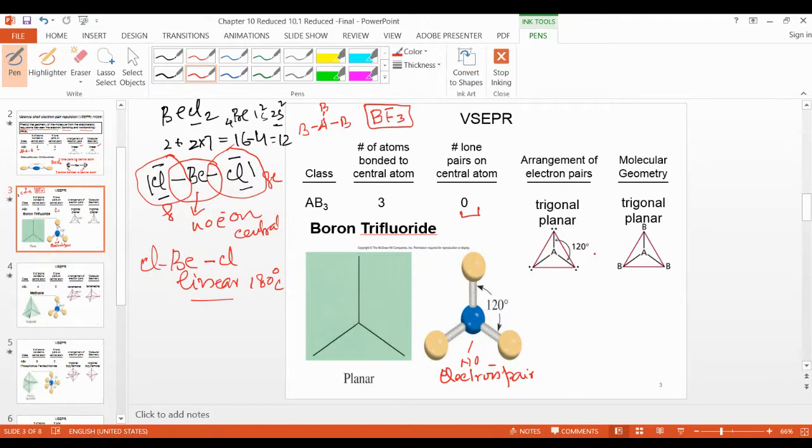When the number of side atoms is increasing, the bond angle is going to decrease. So the first one, AB2 type, has a bond angle of 180. Now it is AB3 type. Then the arrangement of electron pairs and the molecular geometry are both the same in this case, because there is no lone pair of electrons present on the central atom. If you find any lone pair of electrons, this will change.